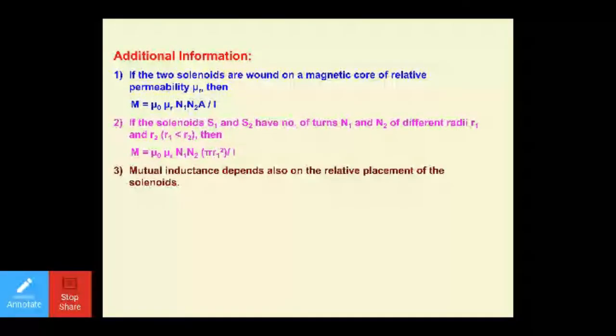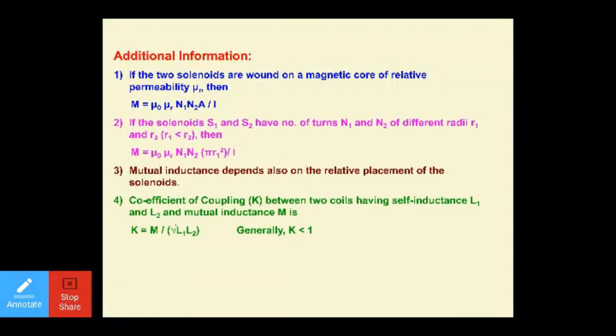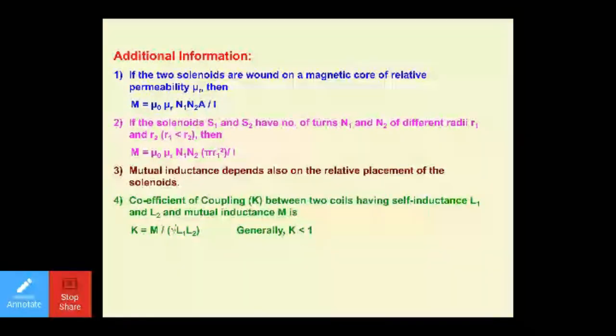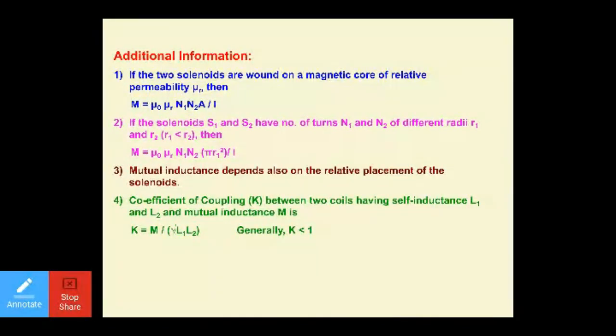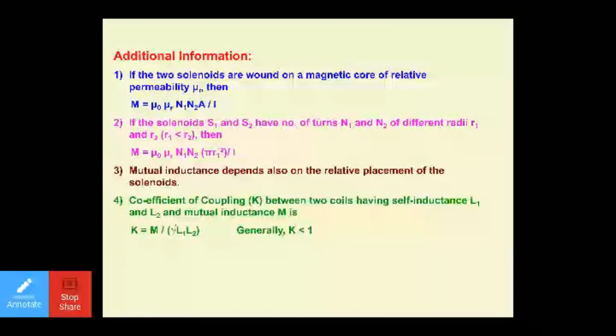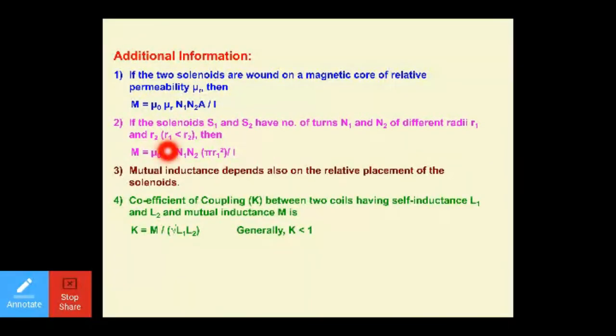Furthermore, mutual inductance depends only on the relative placement of the solenoids. You will have to understand that mutual inductance only depends on the relative position of the solenoids. It means if both the coils are totally wound over one another, mutual inductance will be more. But if they are a little apart, mutual inductance will decrease. So the extent of their relative placements over each other or from each other will give you the magnitude of the mutual inductance.